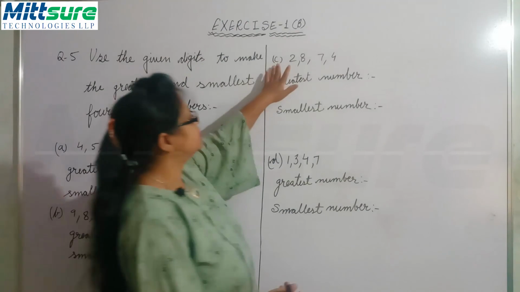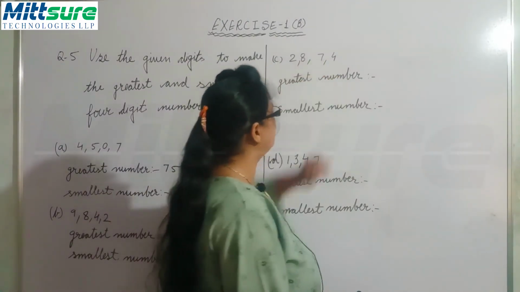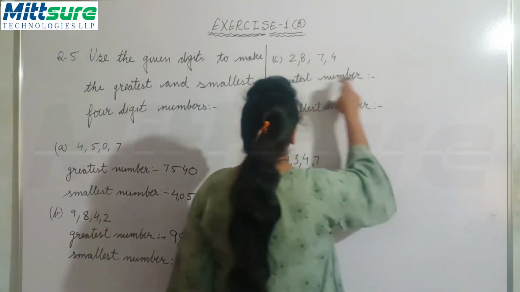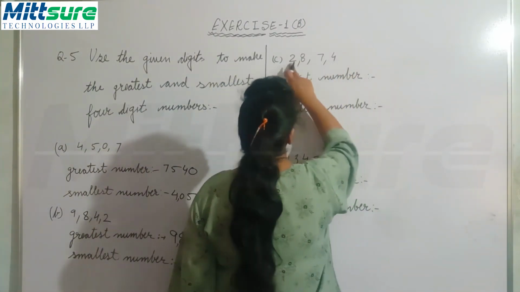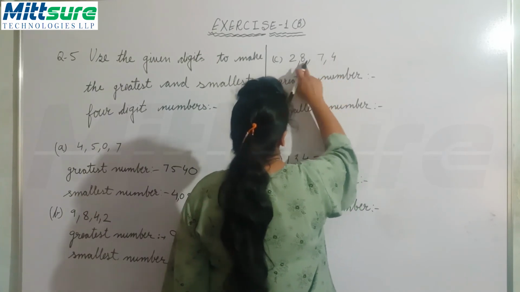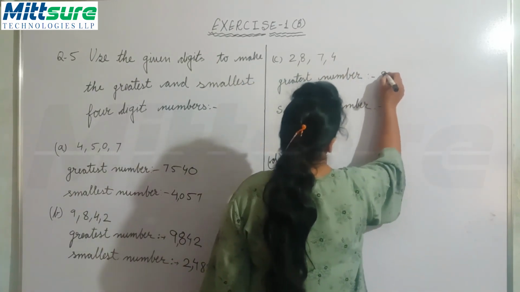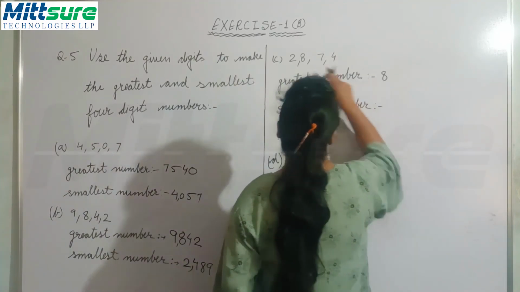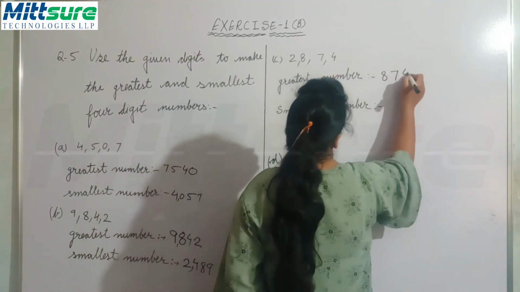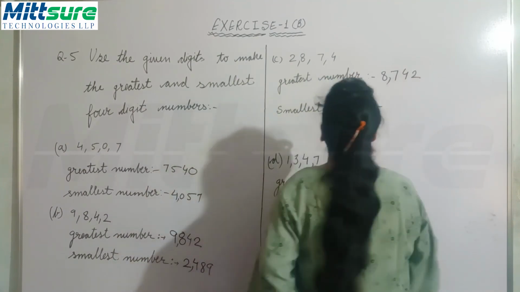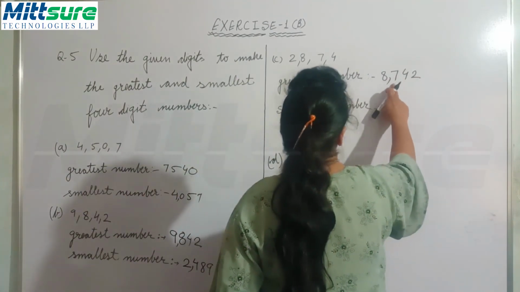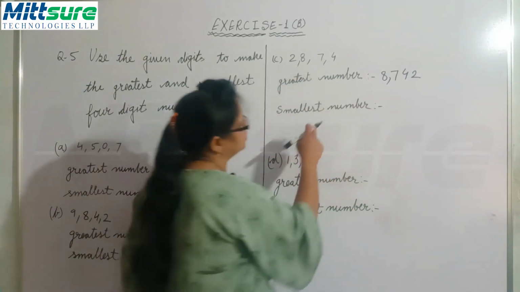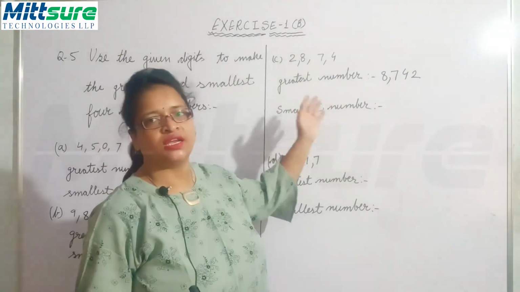Now look at the number C, 2874. Those are the digits. We have to first arrange the greatest number. So we have to find the greatest digit. This is 2, this is 8, this is 7, this is 4. So 8 is the greatest among the 4 digits. Now the next is 7, next 4, and next 2. So our greatest number is 8742. And for the smallest number, we have to arrange these digits in ascending order.